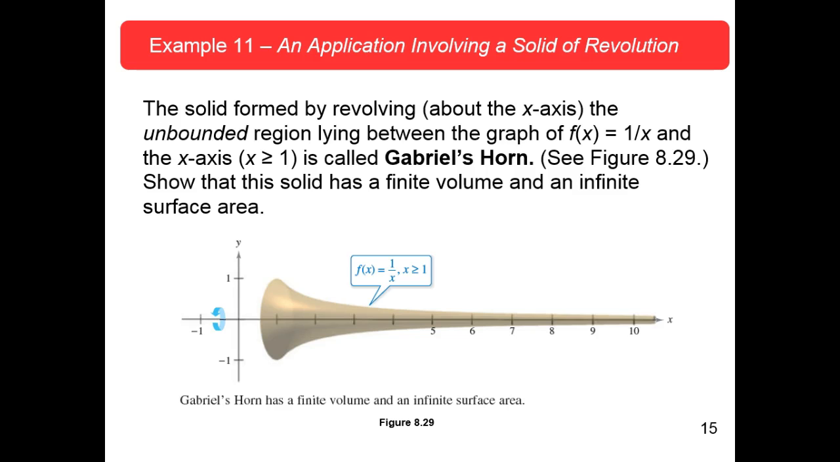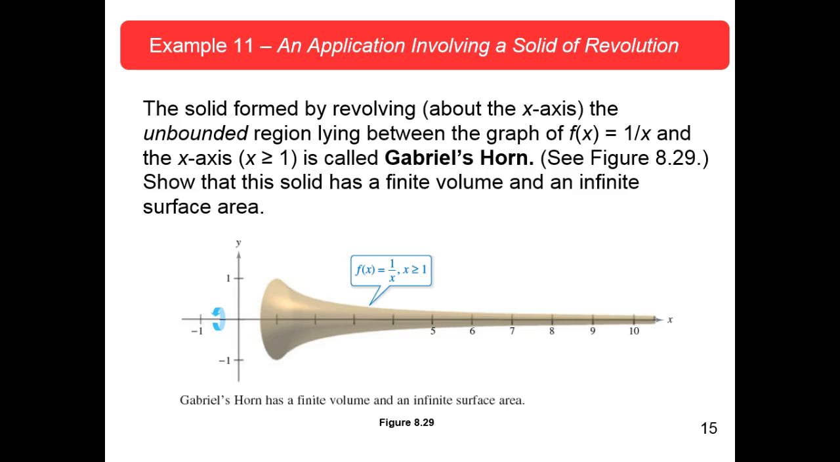And here's example 11, the solid formed by revolving about the x-axis the unbounded region lying between the graph of f of x equals 1 over x and the x-axis, for any x greater than or equal to 1. It's called Gabriel's horn. Gabriel must be over at infinity somewhere, blowing his horn back toward the negative side. And it says, show that this solid has a finite volume, but an infinite surface area, which is rather interesting. Finite volume, but infinite surface area.